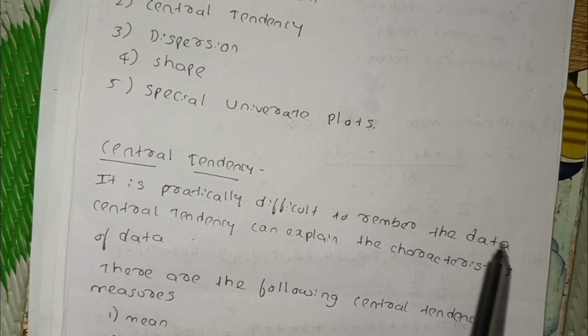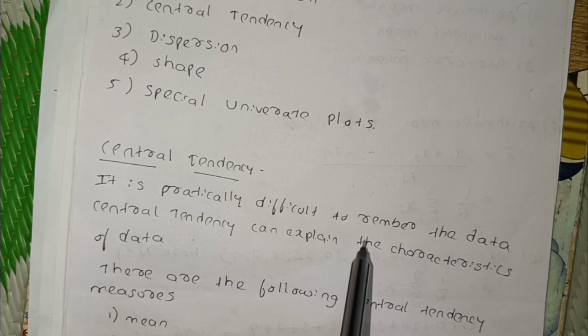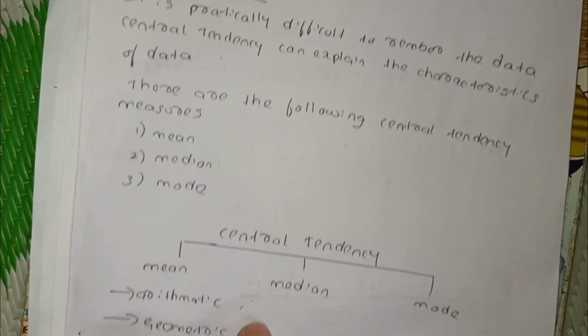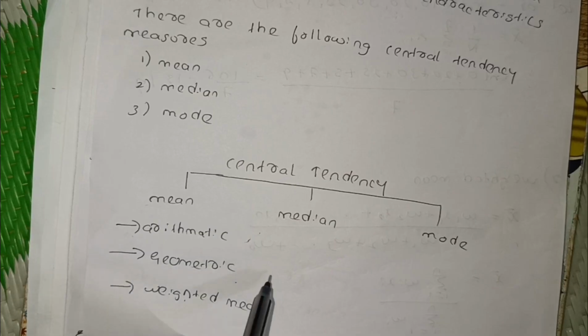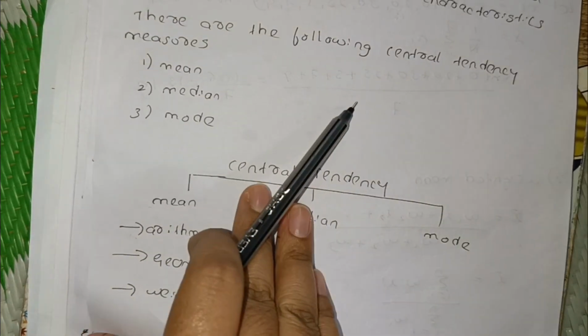Central tendency. It is practically difficult to remember the data. Central tendency can explain the characteristics of the data, and that further helps in the comparison with the other data. There are the following central tendency measures: mean, median, and the mode. Mean has three types: arithmetic mean, geometric mean, and the weighted mean.